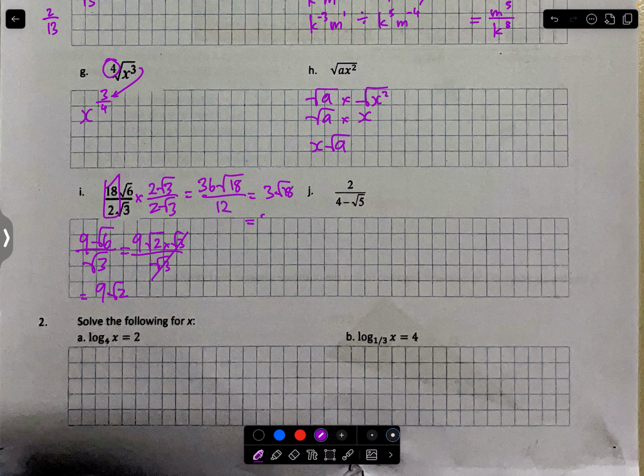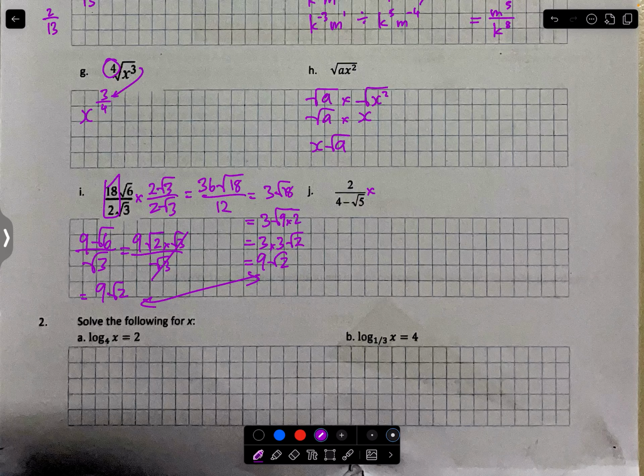18 is cancelable to 3 root 9 times 2. That's 3 times 3 root 2. 3 times 3 is 9 root 2. These are exactly the same. Either way, they're going to work. You can't do a special shortcut for this.